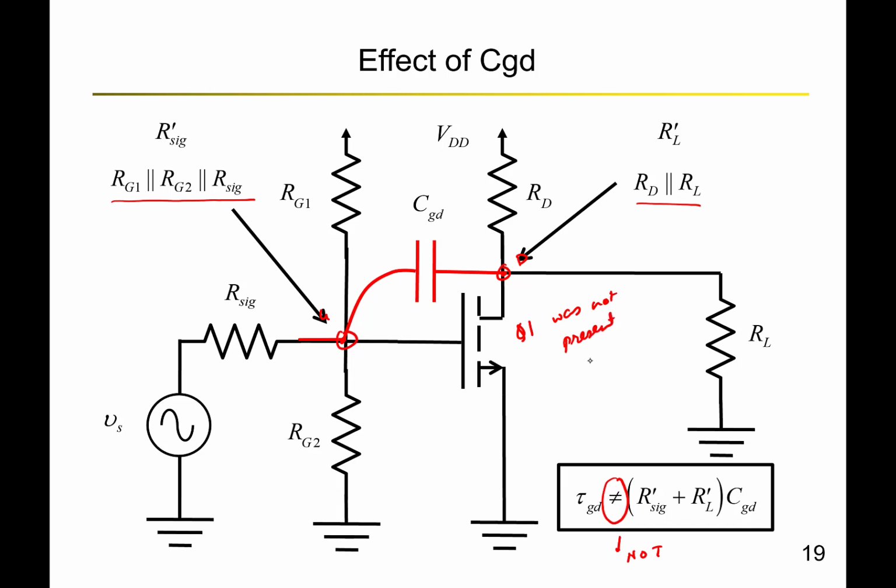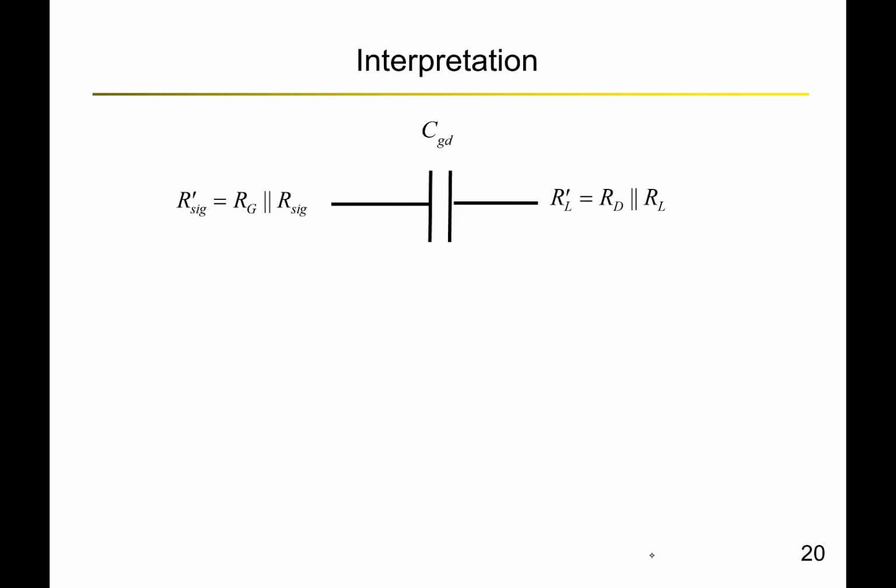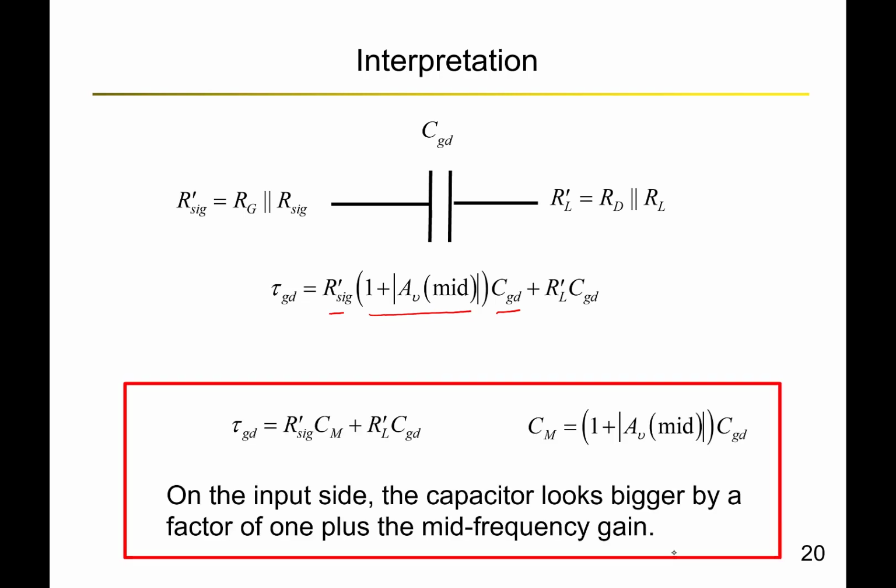However, since Q1 is present, then we have to think of it a little bit differently. If we analyze the result, we see that the input time constant gets multiplied by this term 1 plus AV mid. So effectively, we can say that at the input, instead of seeing the CGD, we are seeing a total capacitance, which is CGD times 1 plus AV mid, or CM.